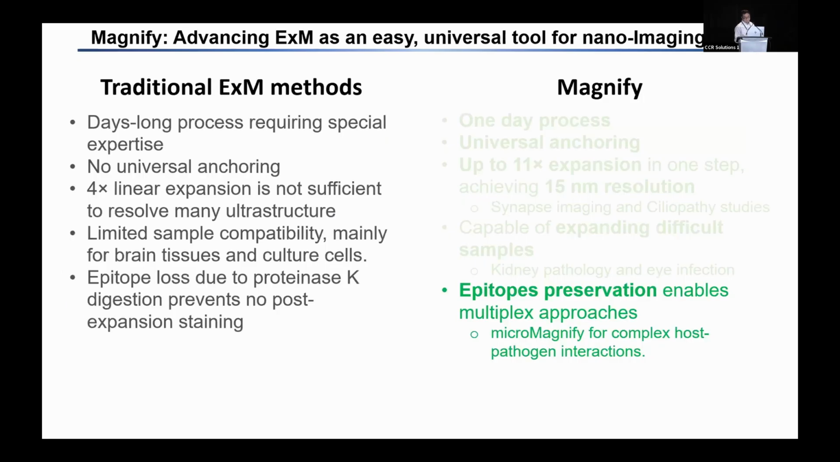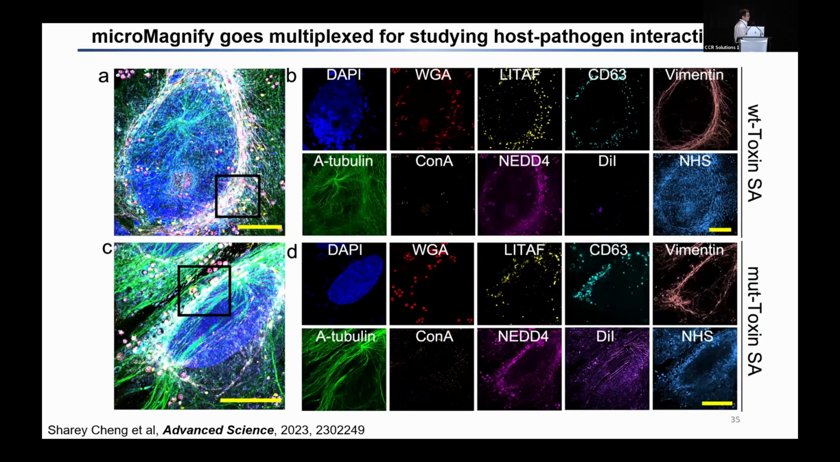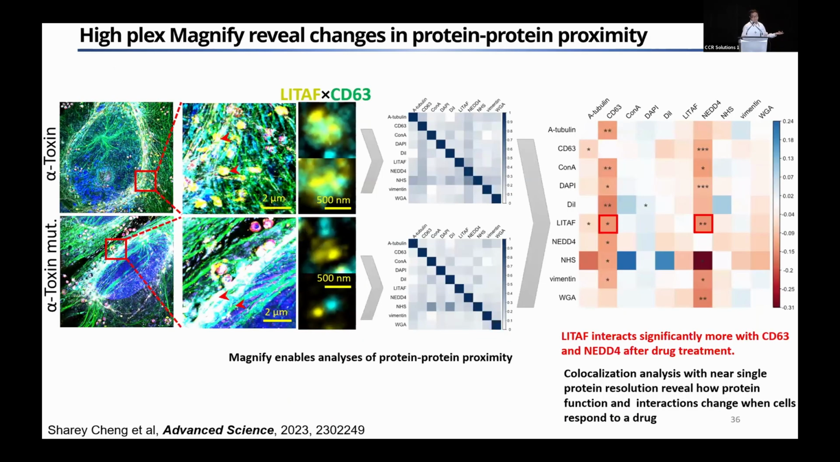and what the morphology is. Because Magnify kept all the epitopes, you can actually do iterative immunostain. For example, in this case, we can stain 10 different biomolecules. With that, you can do a high-resolution co-localization analysis. You can generate a heat map. If you have different conditions, you will be able to detect the differences, the changes between different protein co-localization.